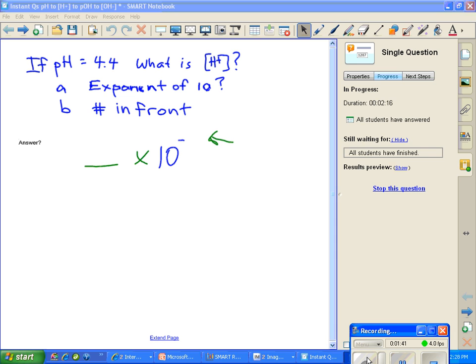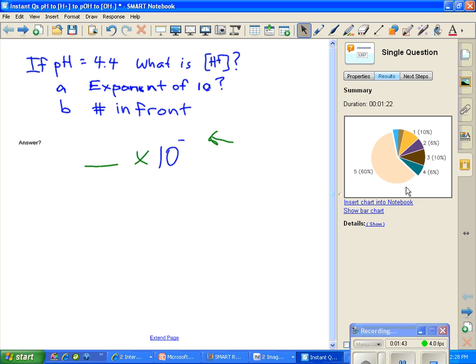All right, now let's take a look and see what we're getting for results. I'm seeing about 60% of you getting a 5, and that is the number that we want. And we have 4, 3, 2, and 1. A lot of guessing going on, huh? Okay, where does the number come from? Let's understand that. How do we get 5 from the 4.44?